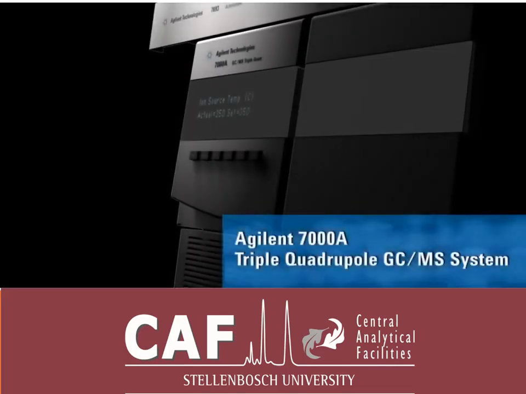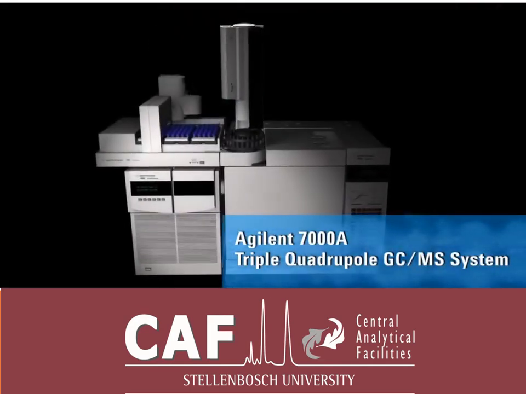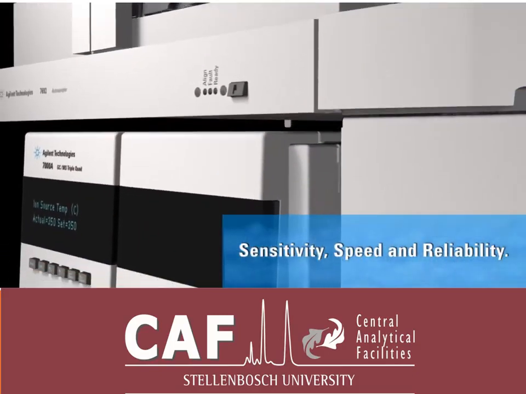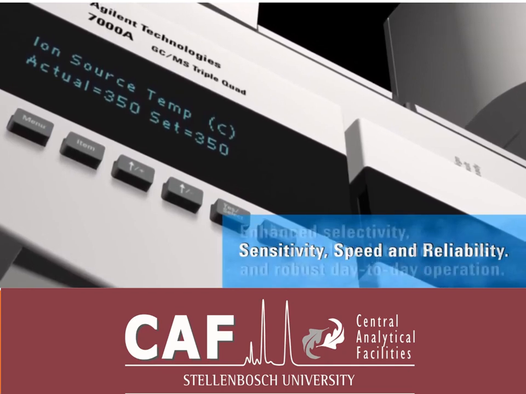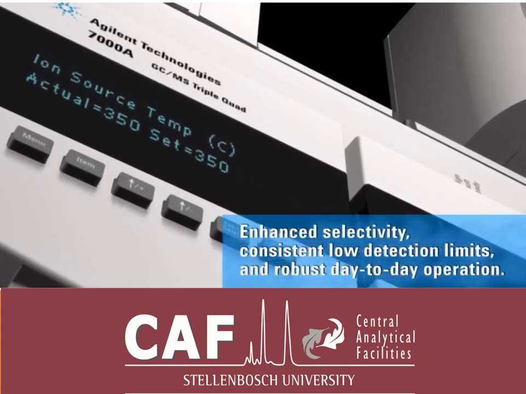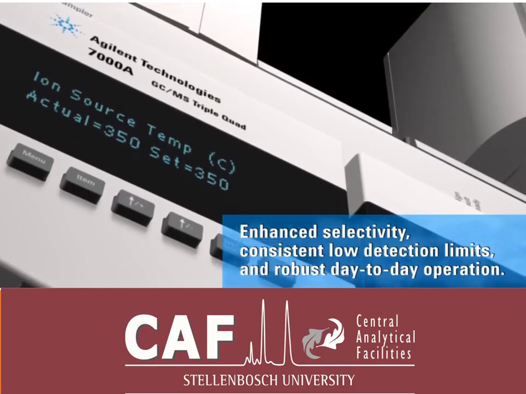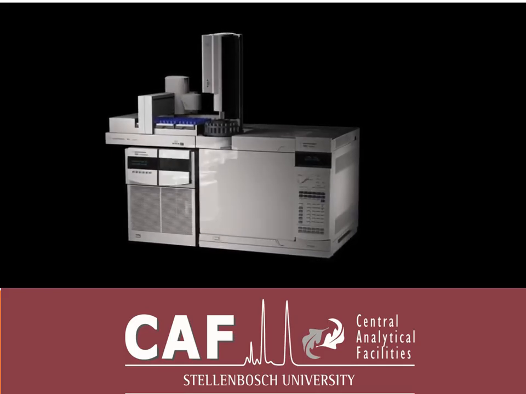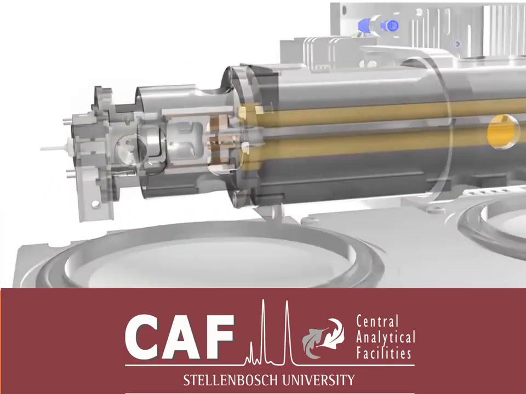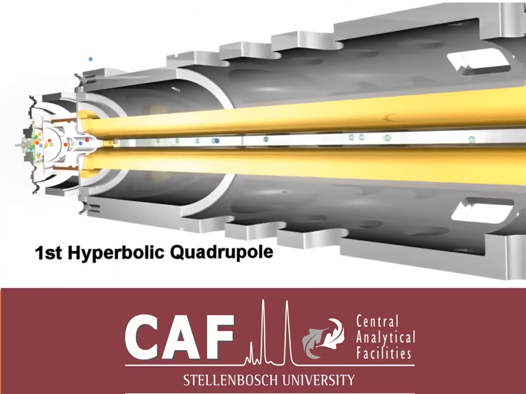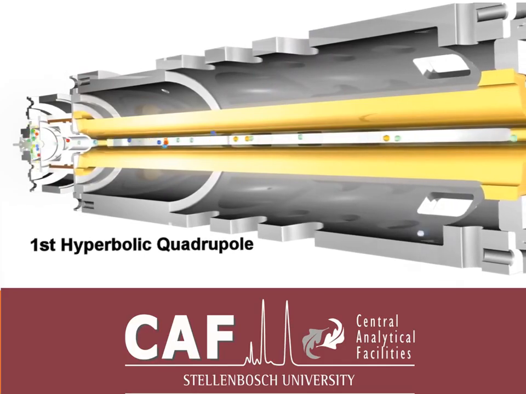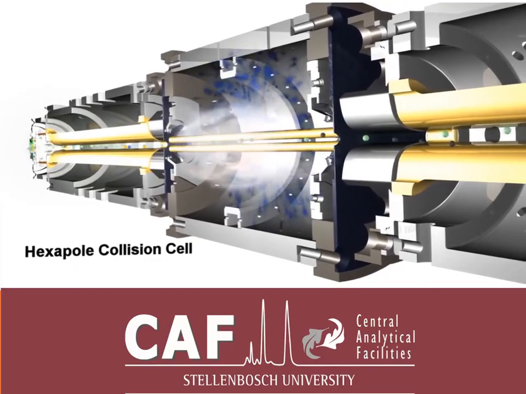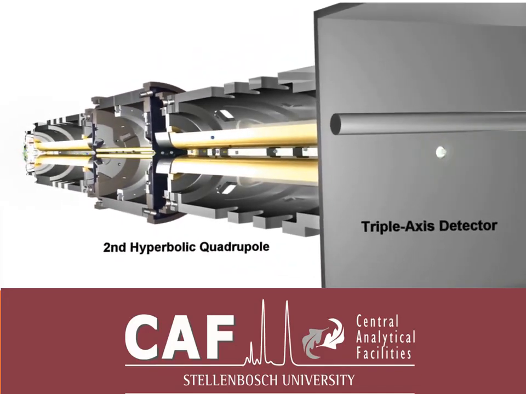The 7000A triple quadrupole GCMS is the first quadrupole MS-MS system designed specifically for the unique requirements of gas chromatography applications. These requirements include enhanced selectivity, consistent low detection limits, and robust day-to-day operation. The typical MS-MS description focuses on the extraction of ions from the source, isolation of the precursor ion in the first quadrupole, dissociation of the precursor ion in the collision cell, and mass filtering of the product ions in the second quadrupole before detection.